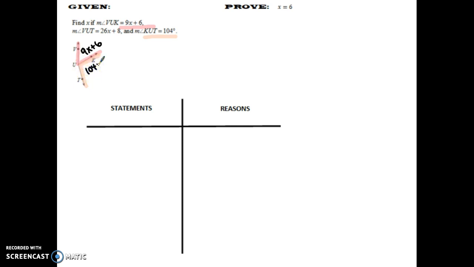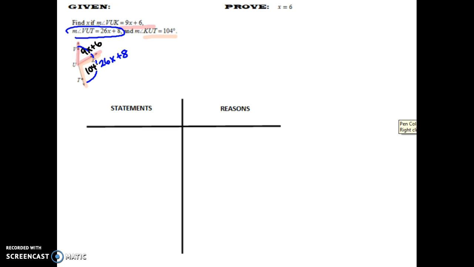I can add my 2 angle parts together to get the whole angle measure, correct? So the whole thing would be represented by this, 26x plus 8. Okay? All right. Same basic idea as we did the last time. We're using the information in our picture and those words to identify our given information.